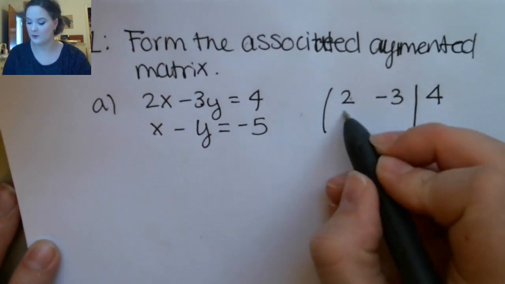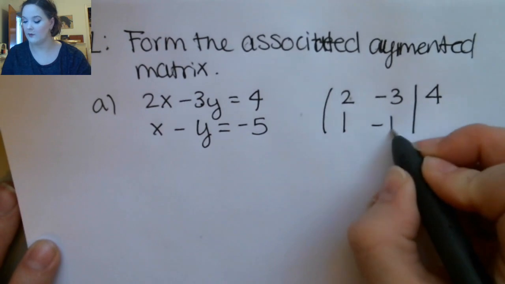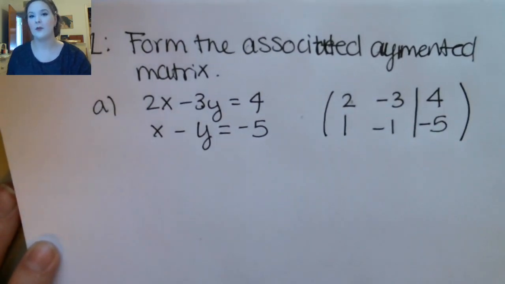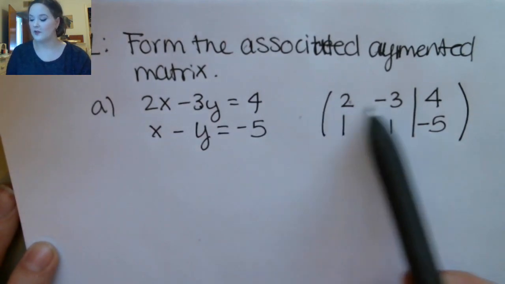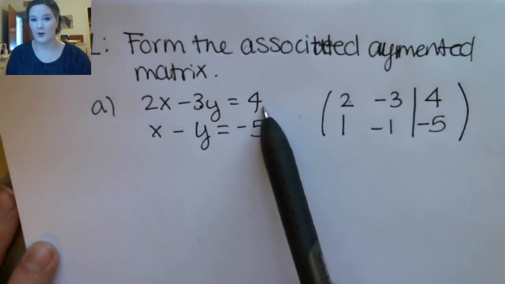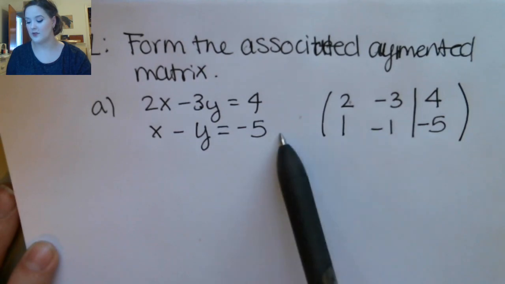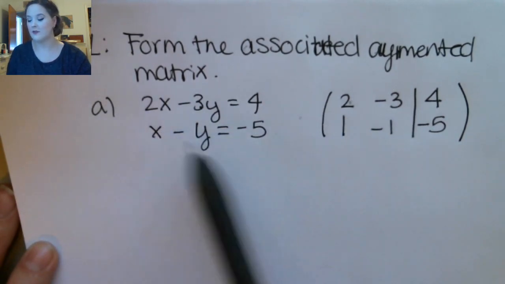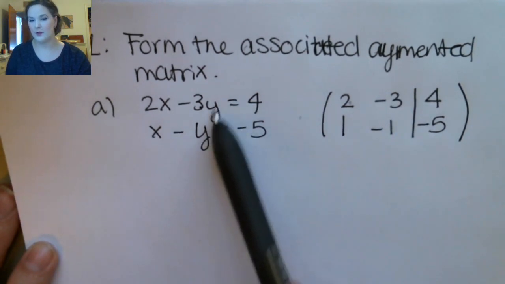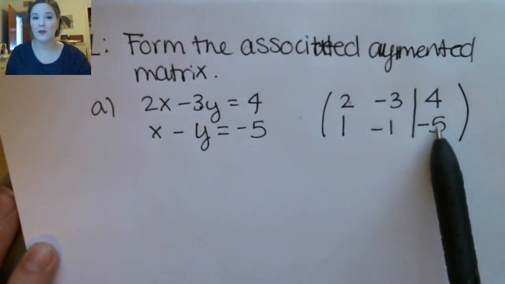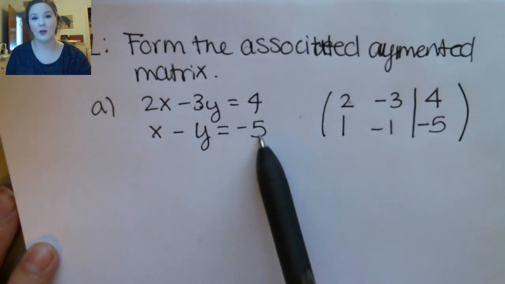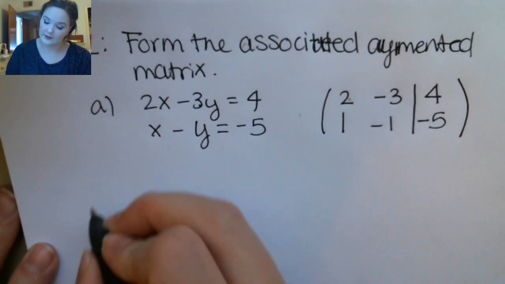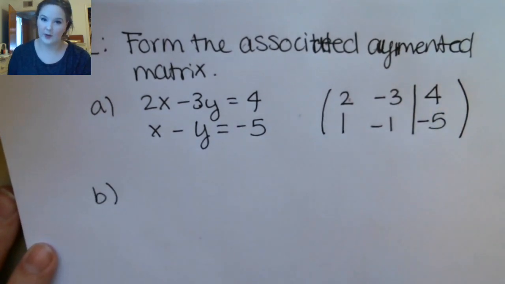So the coefficient here is 1, coefficient here is -1, and then my solution is -5. So you can see the first row corresponds to the first equation, the second row corresponds to the second equation. This is my column that corresponds to x. This is my column that corresponds to y, and this is my augmented column, which is the solution column. All right, so let's do that with a bigger system of equations.